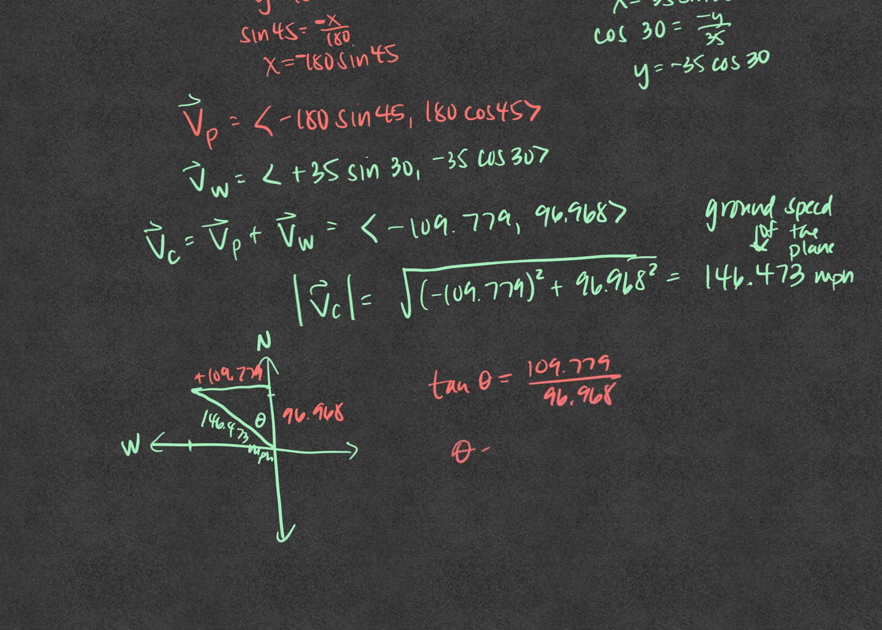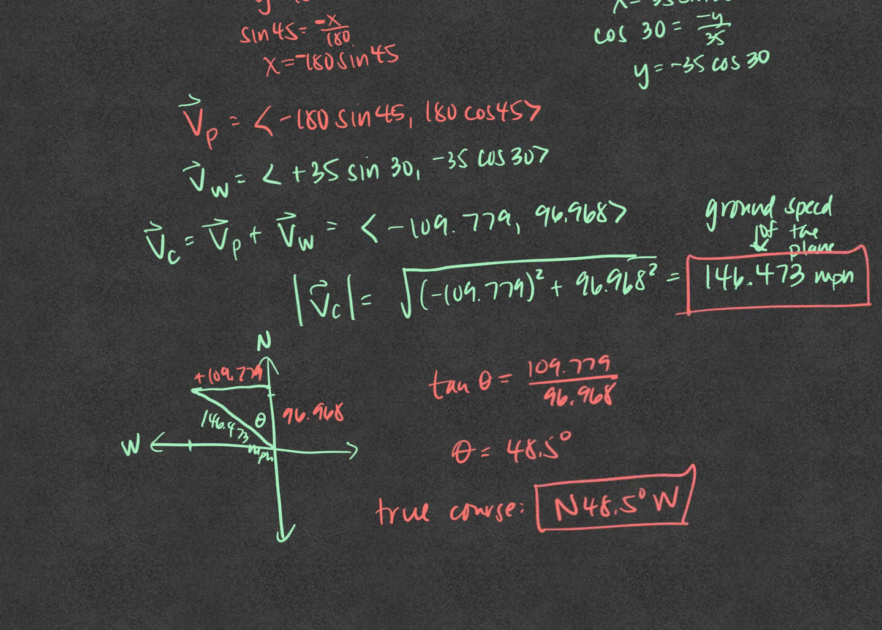So theta equals inverse tangent of that fraction. If you plug that into your calculator, you get 48.5 degrees. So theta is 48.5 degrees. So the true course is north, 48.5 degrees west. So that's our true course, and this is the ground speed of the plane.